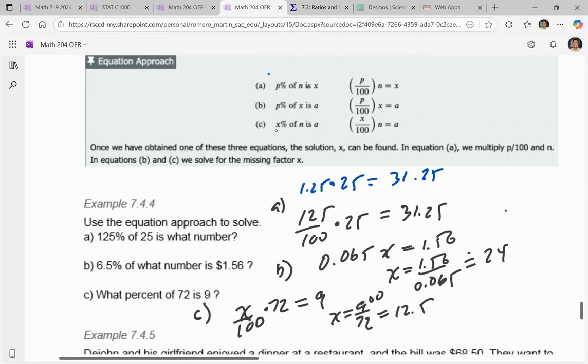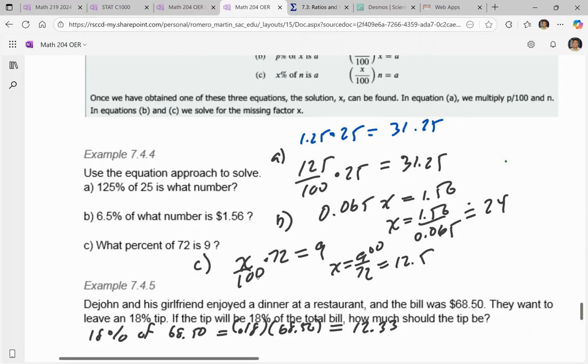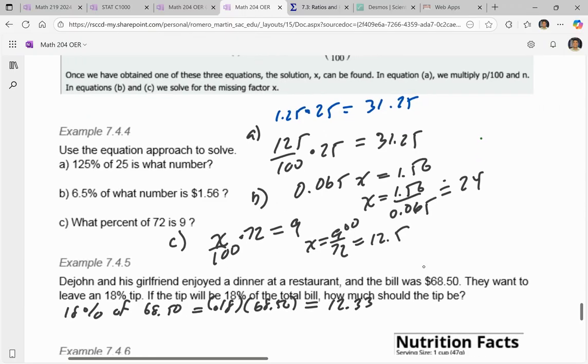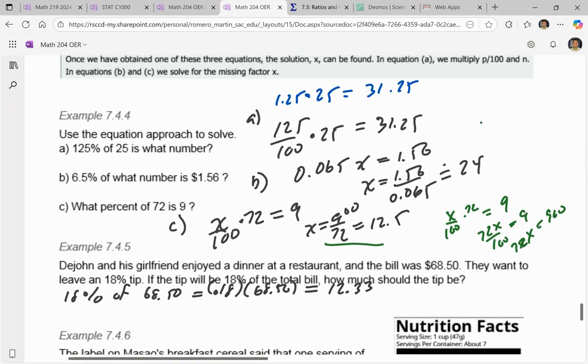What percent? We're missing the percent. So you could see here we have situation C, x over 100 times 72 equals 9, cross multiply, I get 900, divide by 72, and you get 12.5. If you want to see that again, x over 100 times 72 equals 9. That's 72x over 100, that's the step that's missing. Cross multiply, you get 72x equals 900, and then I end up dividing both sides by 72, and you get your 12.5.